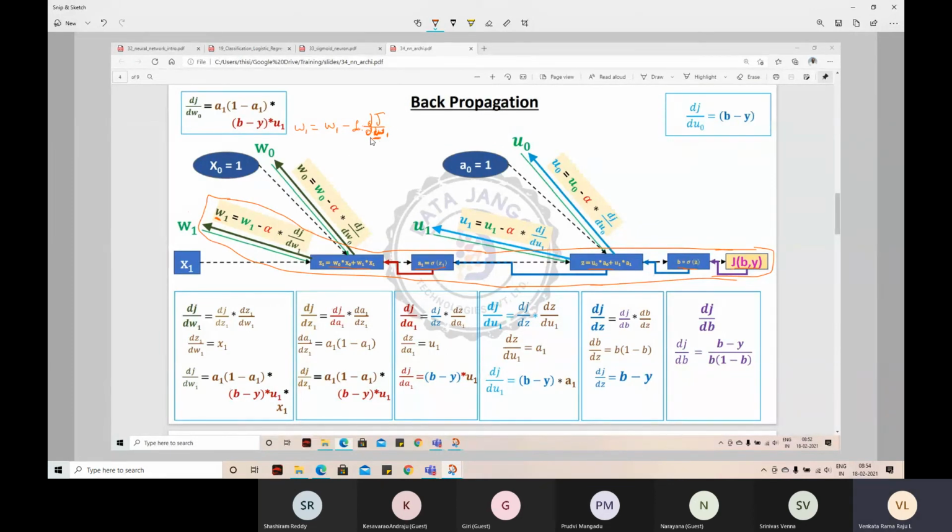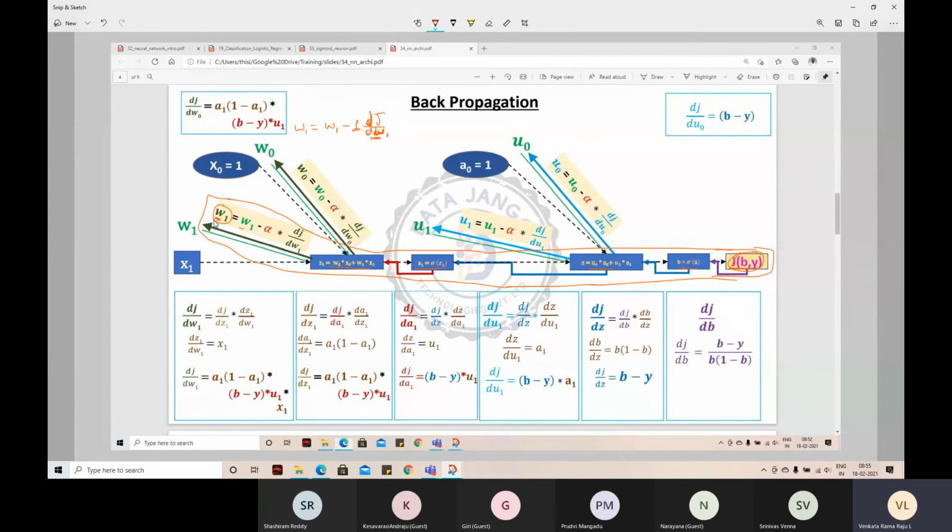What is dJ by dW1? When you change 1 unit in W1, how many units in J is changing? If you want to look at the J function, it is going to be very complex. If you want to write the J function in terms of W1, it is going to become a very complex function. Do you agree with my statement? A big equation will come. We don't want to create a big equation.